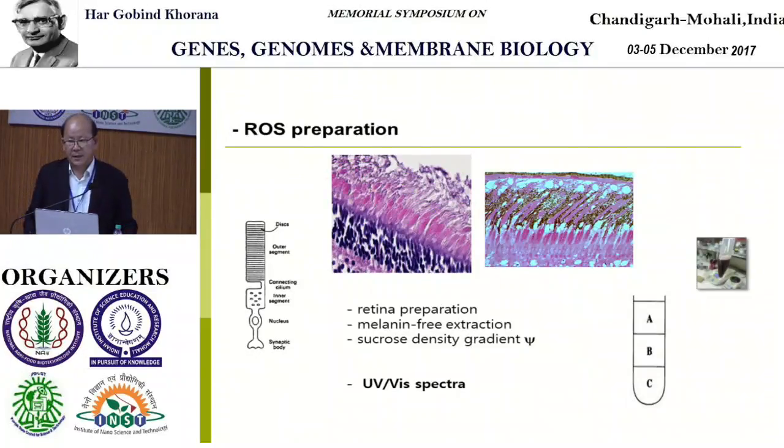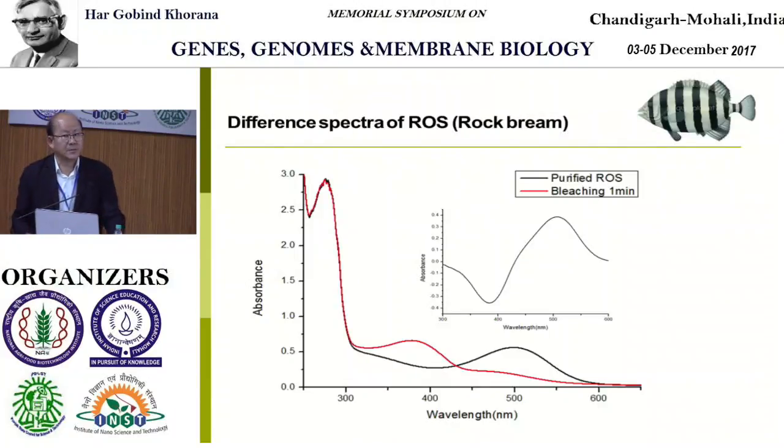And then we also checked the spectral characteristics of fish by rod outer segment preparation. Before we do that, we can check the rod cell and cone cell by histological analysis. And then we isolate the ROS. We did ROS preparation. This is the result. I can show you the spectra taken in the dark and after the light activation. You can see the absorption maxima around the 500 nanometer region. So we can confirm the absorption maxima of the rock bream ROS, which is around 500 nanometers.